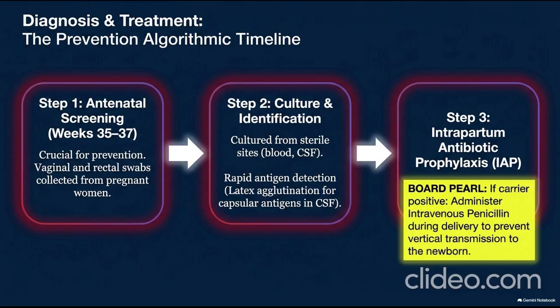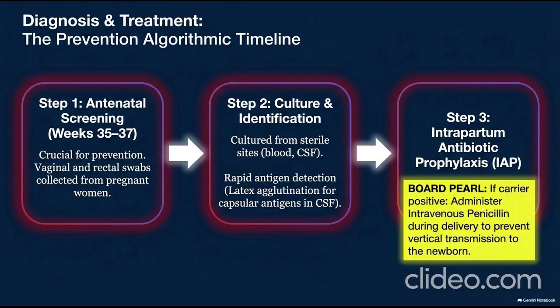Finally, for prevention, we use intrapartum antibiotic prophylaxis, or IAP. If a mother screens positive for GBS colonization at 35 to 37 weeks, we administer intravenous penicillin during delivery to prevent vertical transmission to the baby. This single intervention has drastically reduced the incidence of early-onset neonatal disease.